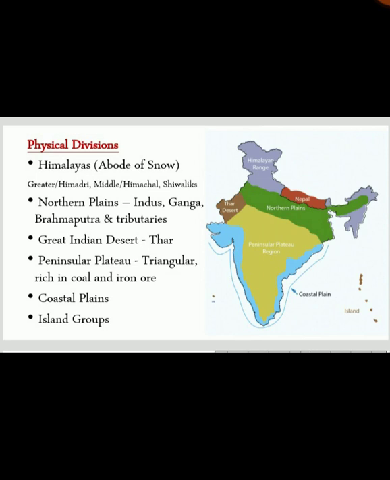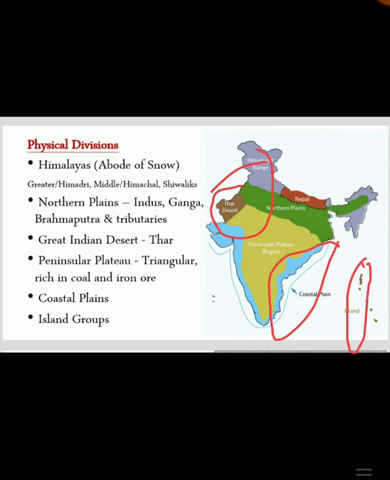Northern plains: these are the Indus, Ganga, Brahmaputra and their tributaries. The Great Indian Desert, that is Thar, you can see here in brown color. It is shown in the map, the Thar. The peninsular plateau is triangular in shape and rich in coal and iron ore. Next are the coastal plains, which you can see in blue color, and the island groups.